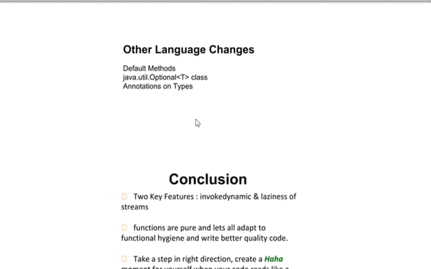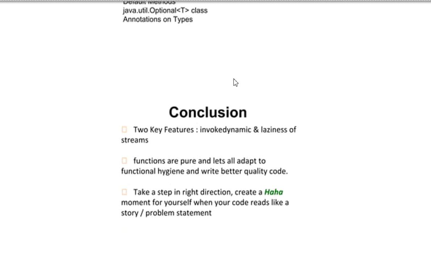Other language changes in JDK 8 are default methods, the Optional class, and annotations on types. So these are the other changes in JDK 8. Here we conclude with these key features: invokedynamic and laziness of streams, and the functions are pure, and let's all adopt functional hygiene and write better quality code, and take it in the right direction. So that's all, friends. Thanks for watching.